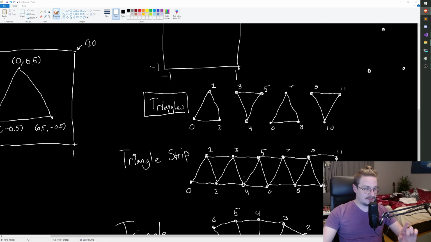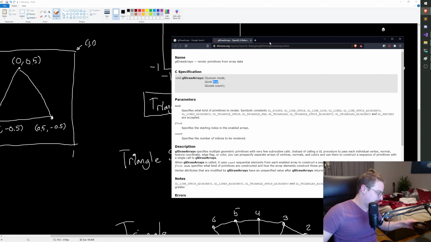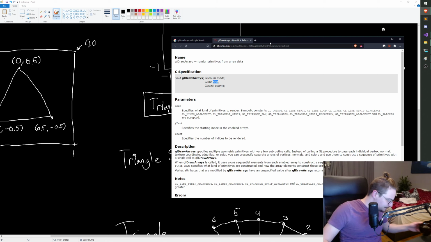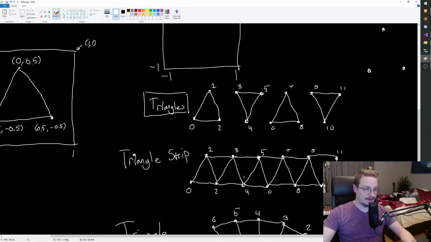If it did first as 1, it's going to start at 1 and then go 1, 2, 3, make a triangle, and then the next 3, 4, 5, 6, make a triangle. So you'd see this would get kind of inverted. So that's first. You can also see it as how many vertices are we skipping over? Those are the same thing. Great. And then count. Count is how many vertices are we drawing. So in our case, we put 3, so it will count 3 vertices and draw that.